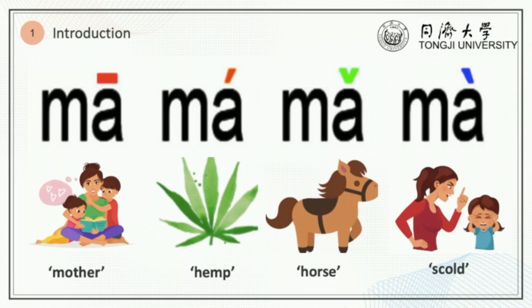As you can see on the screen, there are the 4 tones in Mandarin, which are ma, ma, ma, ma. There are the high level tone, the high rising tone, the low dipping tone, and the high falling tone. The same segmental information ma in Mandarin can represent the meaning of mother, hemp, horse, and scold with these 4 tones respectively.